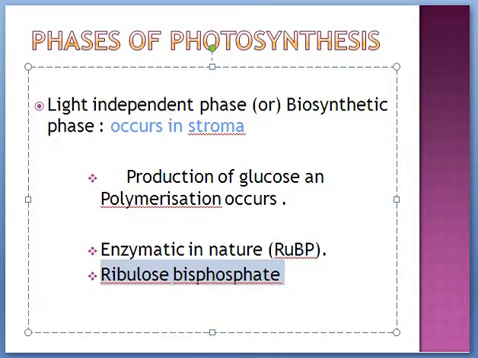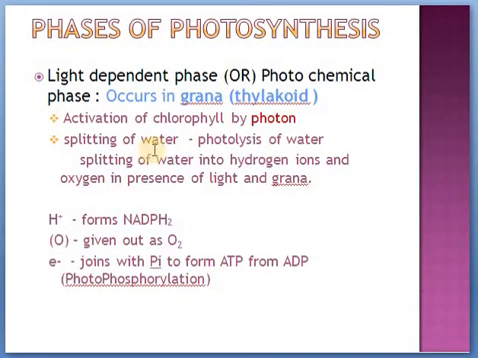Okay, so we have discussed two phases of photosynthesis. The first phase is the light phase, light dependent phase, otherwise termed the photochemical phase, which occurs in grana or thylakoid membrane. The three processes that occur during the light phase of photosynthesis are activation of chlorophyll by photon, splitting of water or photolysis of water, and then photophosphorylation.